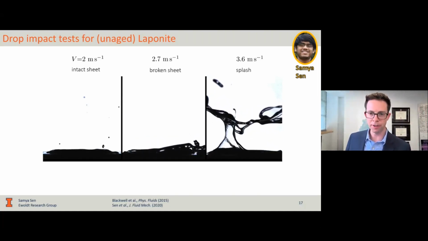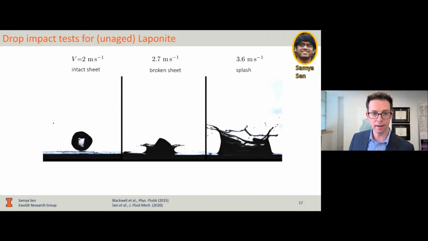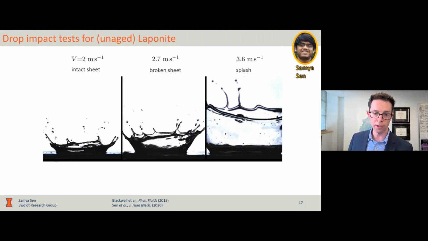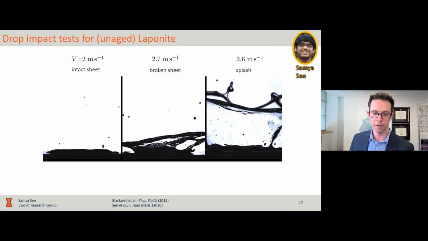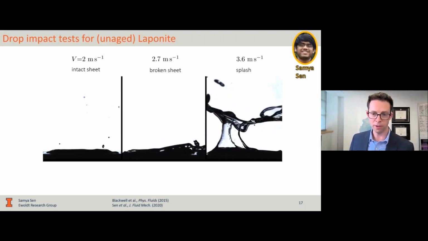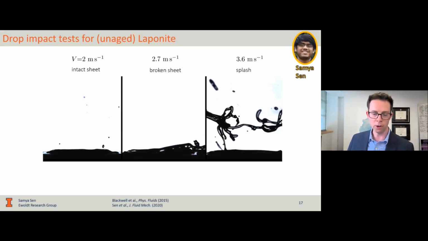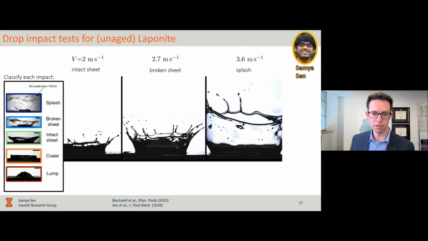So for fire suppression, it's still not clear what you would want. Would you want impact that sticks like on the left, or would you want it to splash away and splatter around your scenario? And we don't know the answer to that yet. We started with the more fundamental question. Let's assume you do know where you want to be. How do you understand where you're going to be in terms of the properties?